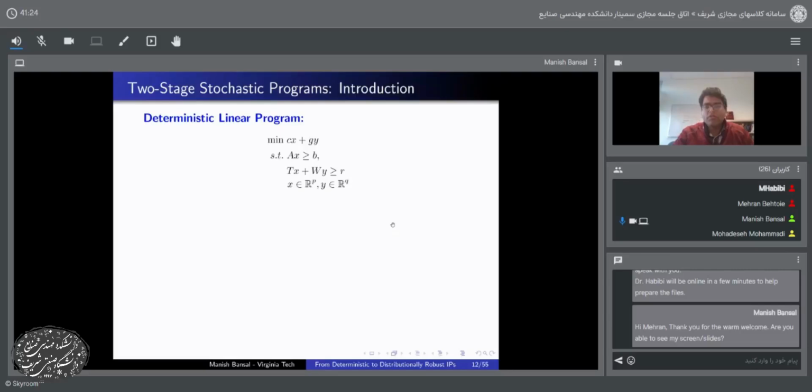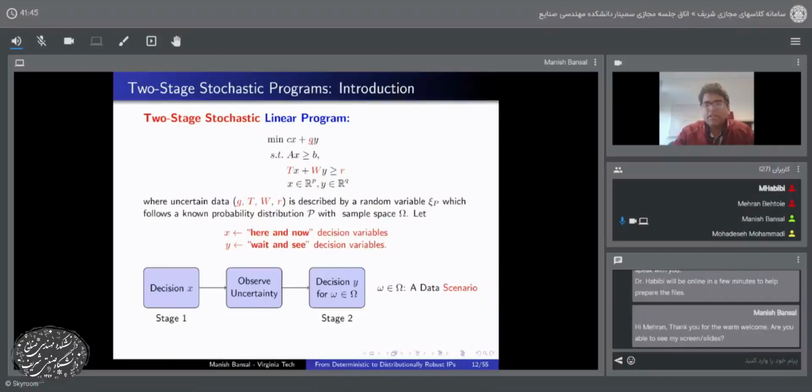So more formally, we went through this deterministic linear program, and when we saw the definition, we realized that all the cost coefficients, the data parameters and the constraints are assumed to be known, and that's why it is referred to as a deterministic linear program. But what if some of these data parameters, let's say some of the parameters in this vector G, matrix E, W, or this vector R, are not known? Or we know that there is uncertain data, and the data corresponding to these vectors and matrices is described by a random variable, which is of the size of the total number of elements in these vectors and matrices, and follows a known probability distribution P defined over a sample space big omega. That type of problem is referred to as a stochastic linear program.